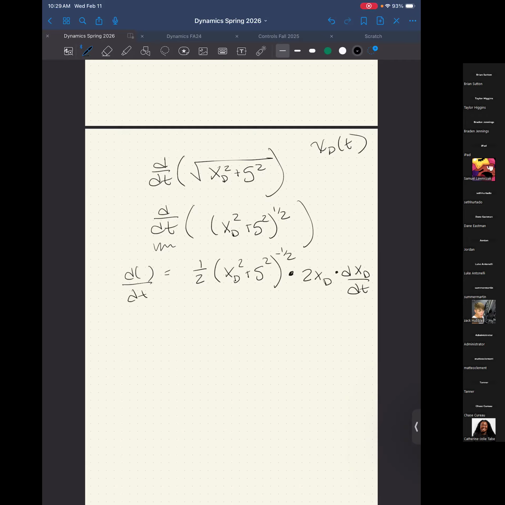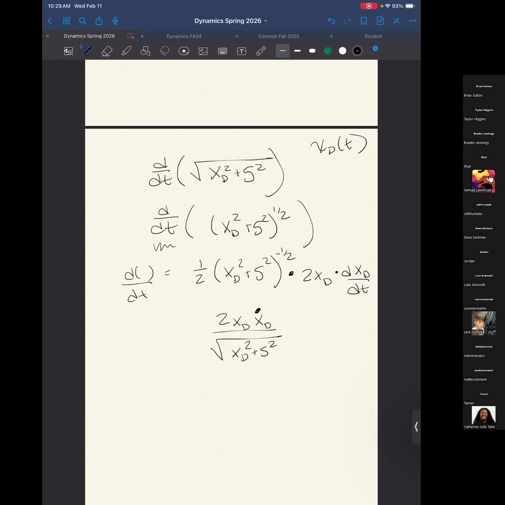So what we get then is 2xd xd dot over the square root of xd squared plus 5 squared. Did those cancel out? They do. Yeah. Sorry. Does that help? Okay.